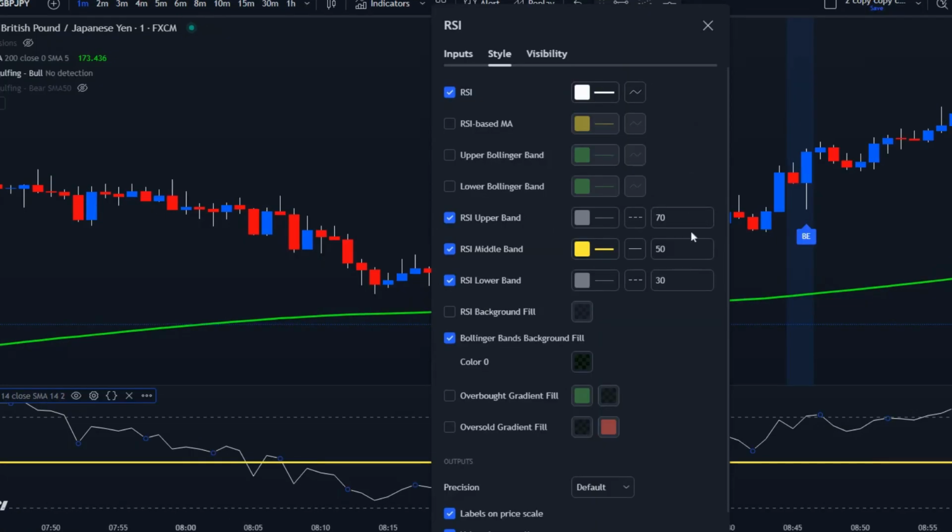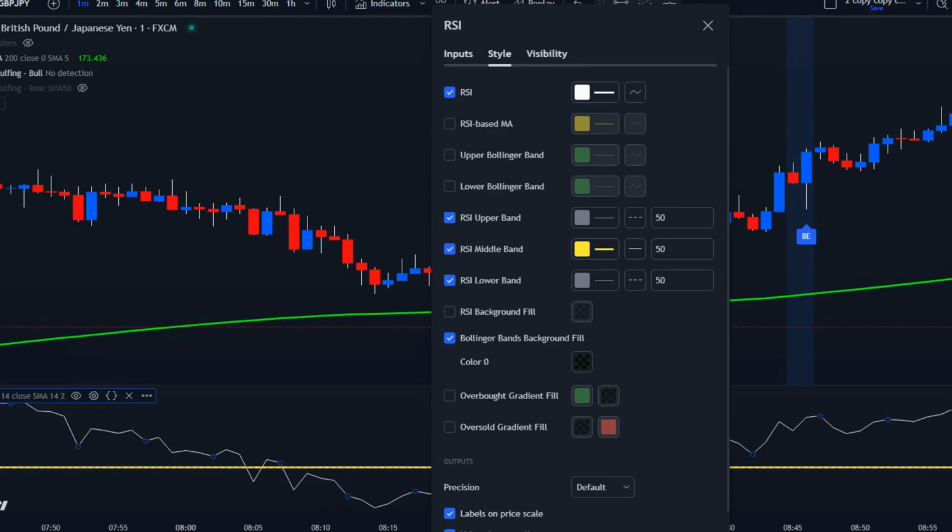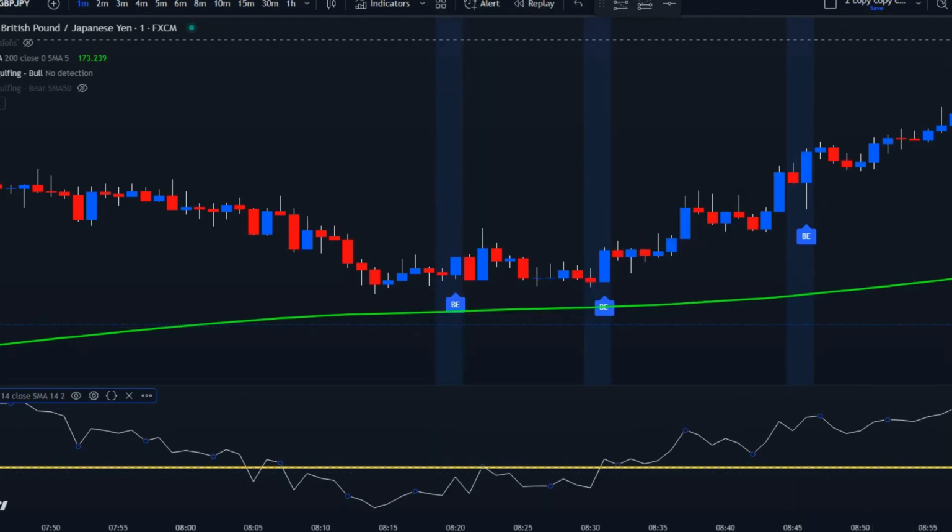Next, for your RSI, you want to set it at 50. So now, you have a single line in the middle of the RSI. Next, I'm using the 1-minute time frame.